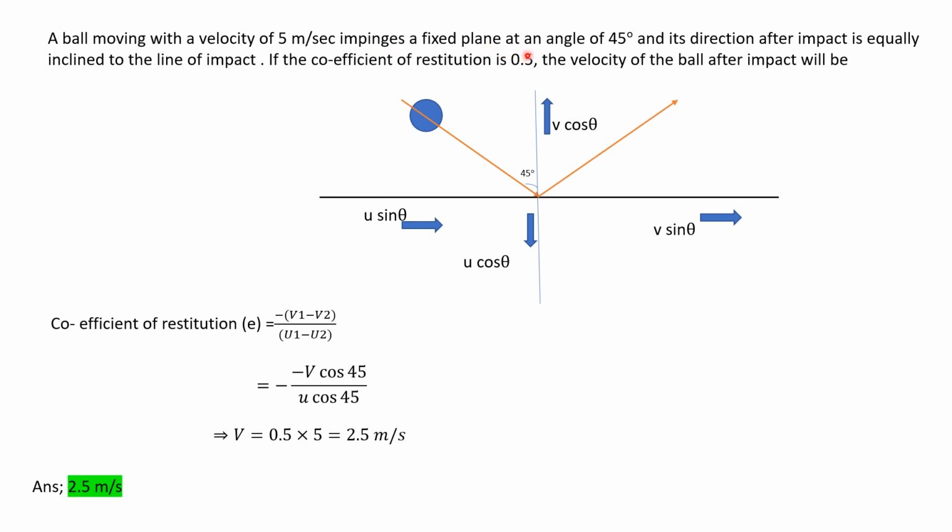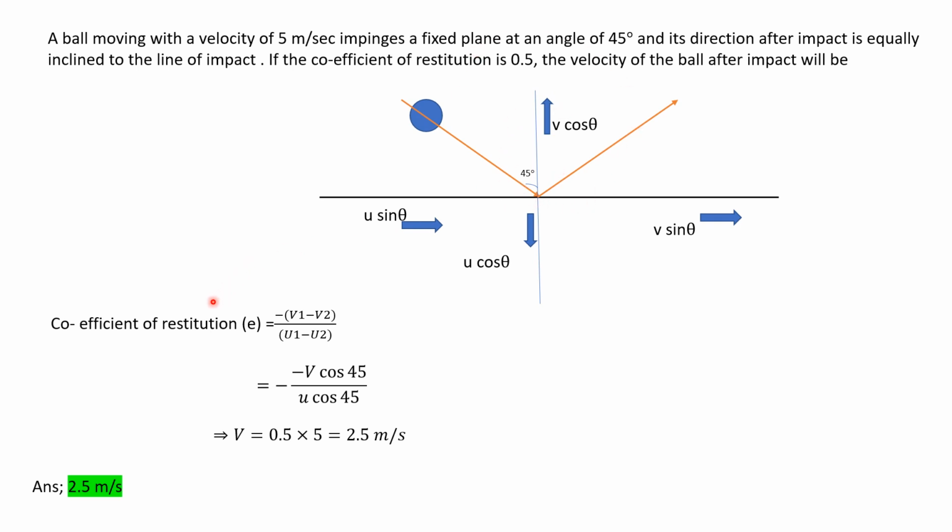So here is the ball and this is moving with the velocity of 5 meter per second. It impinges on a fixed plane at an angle of 45 degree and its direction after impact is equally inclined to the line of impact. If the coefficient of restitution is 0.5, the velocity of the ball after impact will be. So from this diagram you can understand what is the case.